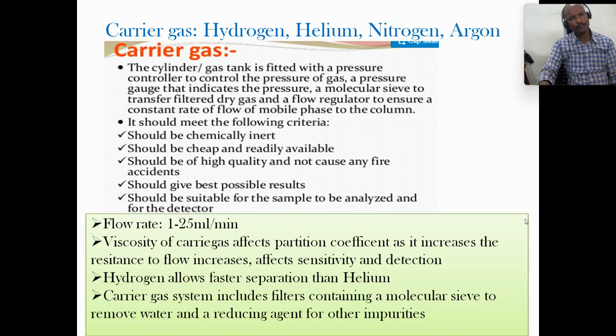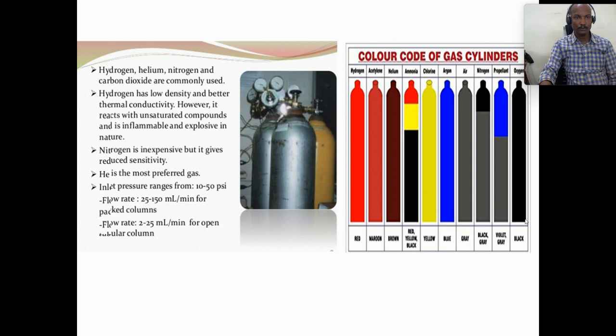What about the flow rate? The flow rate is 1 to 25 ml per minute. Next, the viscosity of the carrier gas affects the partition coefficient: as viscosity increases, the resistance to flow increases, and that affects both sensitivity as well as detection. Generally, hydrogen gas allows faster separation than helium. The carrier gas system always includes various filters containing a molecular sieve to remove water and a reducing agent for other impurities.